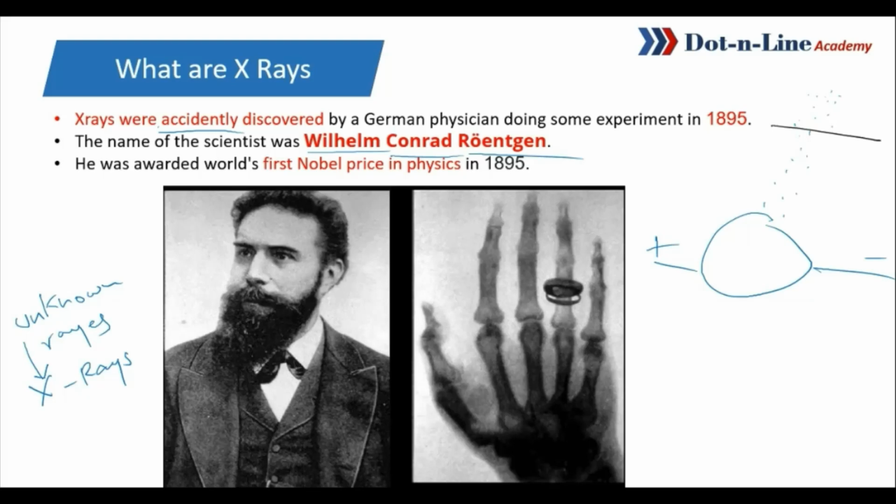Mr. Roentgen later got a Nobel Prize in 1895, and it was the first Nobel Prize in the domain of physics. Roentgen got it as the discoverer of X-rays. And the first X-ray was of his wife's hand. So it is a palm. She is wearing this ring, and this is the world's first X-ray ever done.